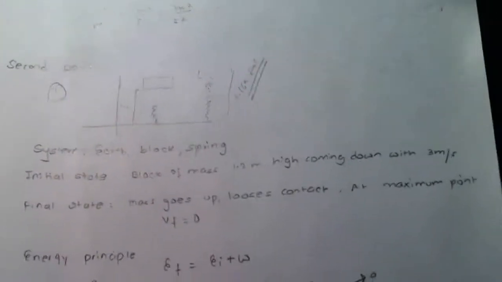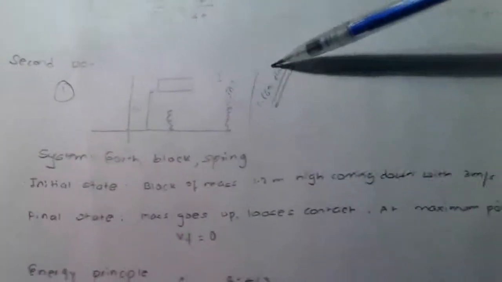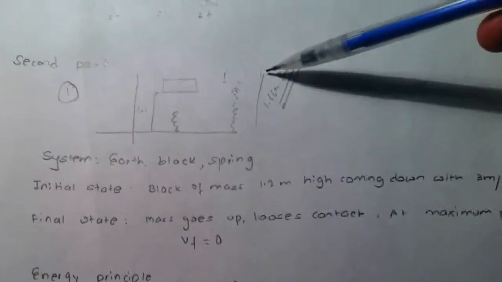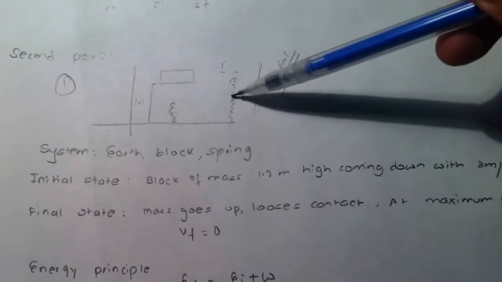Now, the second part of the problem says, well, now the box comes from the top, hits the spring, then goes up and reaches some maximum height. So what is that maximum height? In this case, we can use the energy principle. But one thing we have to take into consideration is that when the box goes back after hitting the spring, the spring comes back to its relaxed length.